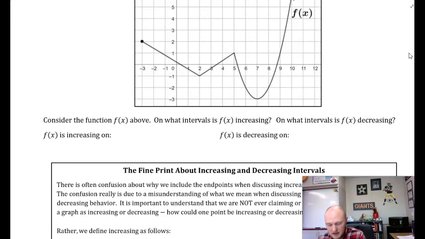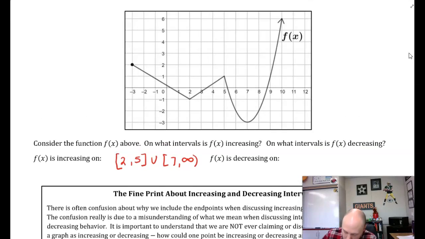Now, you can easily recognize that a function is increasing when it is moving up from left to right. So here we can say that f of x is increasing on the interval 2 to 5, and I'll include those endpoints, and we'll talk about including those values in a moment, as well as union 7 all the way to infinity. So that's where my function is increasing, where it is moving up, from 2 to 5, as well as 7 to infinity.